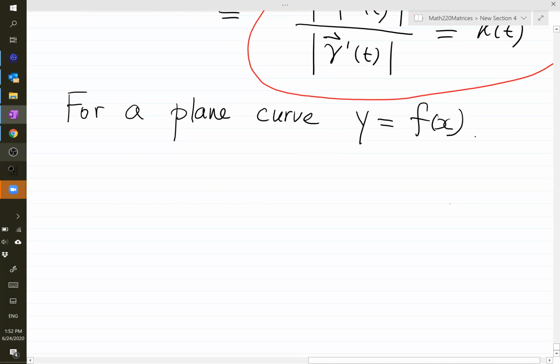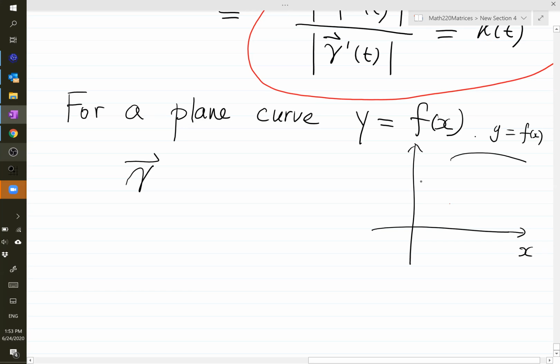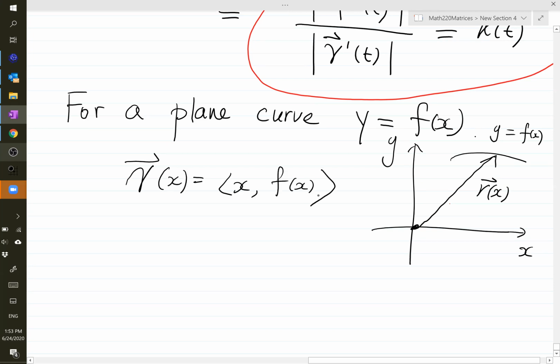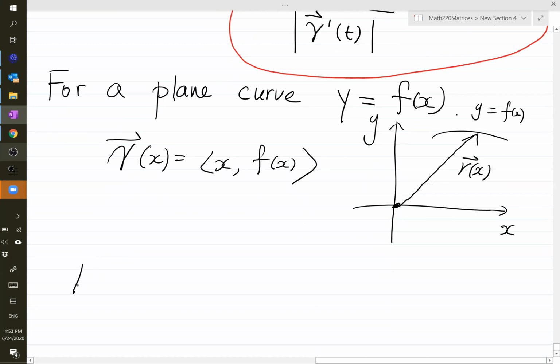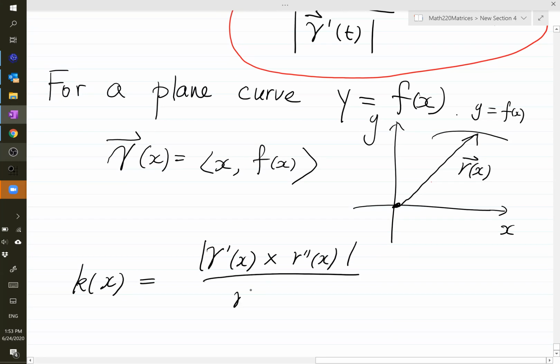We can choose the variable x. So if you have a graph y equals f(x), the vector you can choose is r(x): the x coordinate is x, the y coordinate is f(x). So we get the vector form. Remember, kappa at x is the norm of r derivative with respect to x cross r second derivative, divided by the norm of r derivative to the power 3.